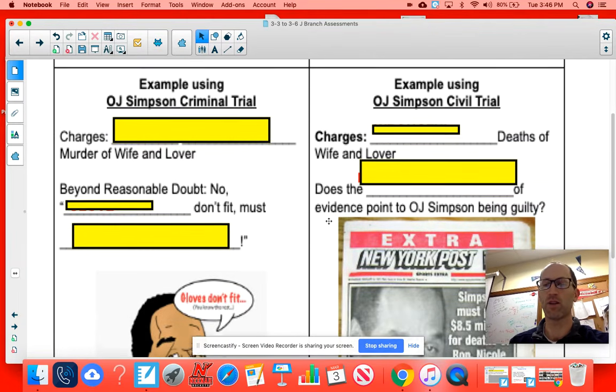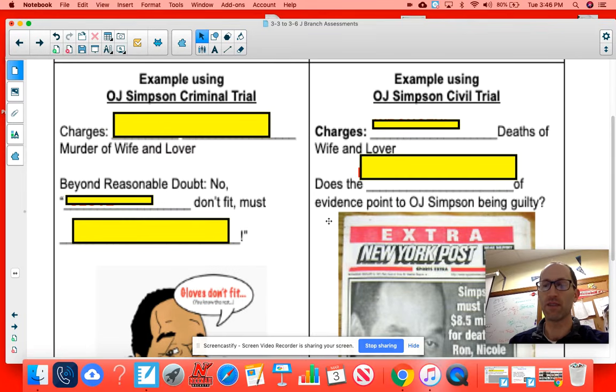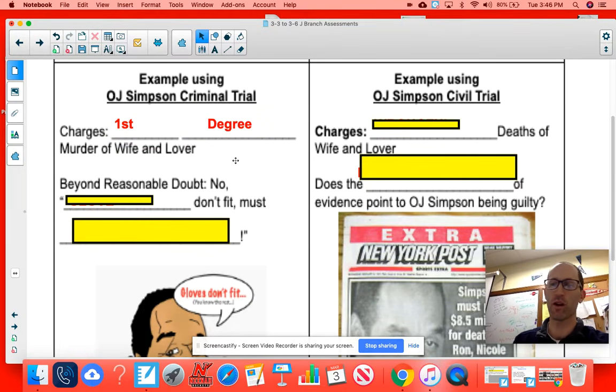All right, let's look at our example of O.J. Simpson. O.J. Simpson actually faced two court cases. One was a criminal charge where he was found not guilty for the first-degree murder of his wife and lover. And in the civil case, later on, after the criminal case, he was charged with the wrongful deaths of his wife and lover.